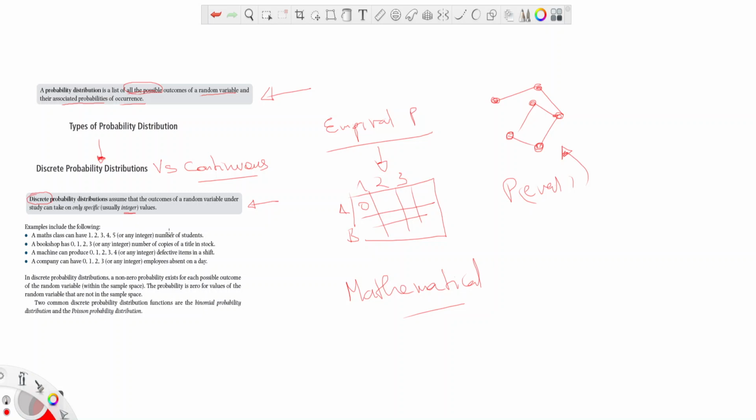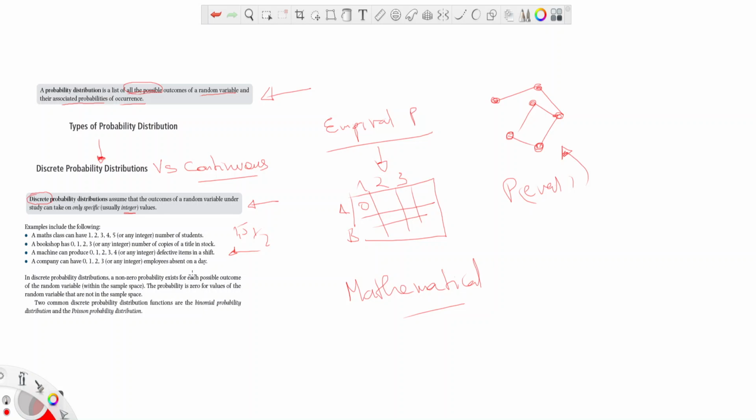Some of the examples of discrete probability or discrete data, which we've already covered, will be a math class can only have 1, 2, 3, 4, 5 number of students, a machine can produce a defective item in a shift, a company can have employees, and so forth. So basically anything that you cannot put a comma in is more likely to be your discrete data. As a result, we can work out a discrete probability distribution.